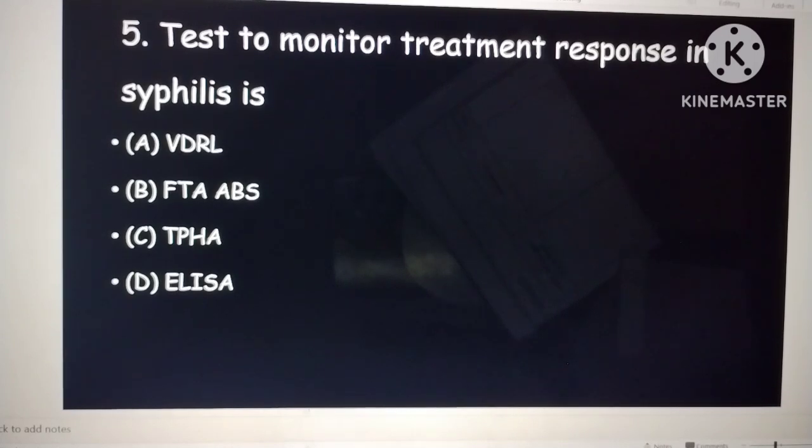So if they are asking for VDRL, you want to remember two points. One, it is for the treatment response. Another, it is mainly for neurosyphilis diagnosis.